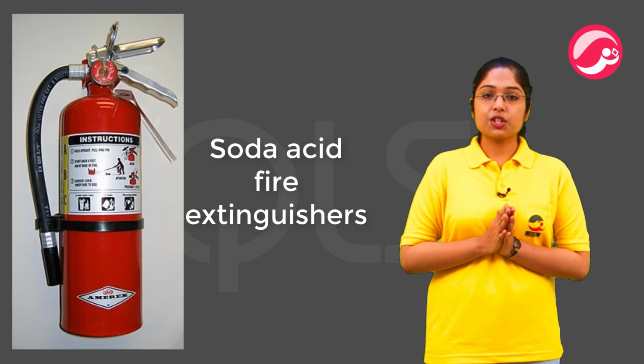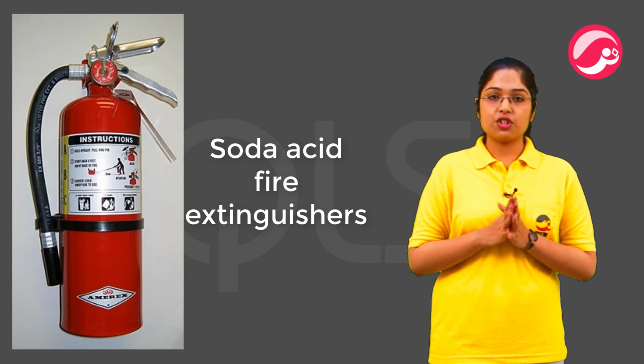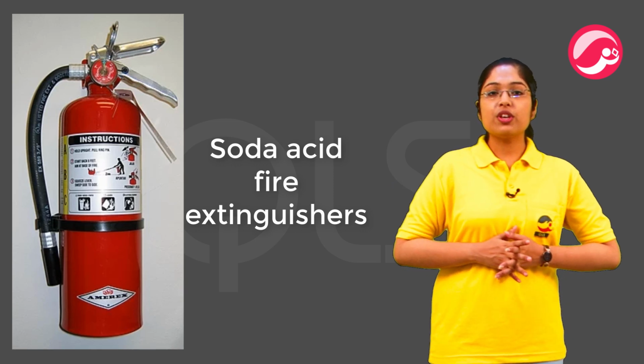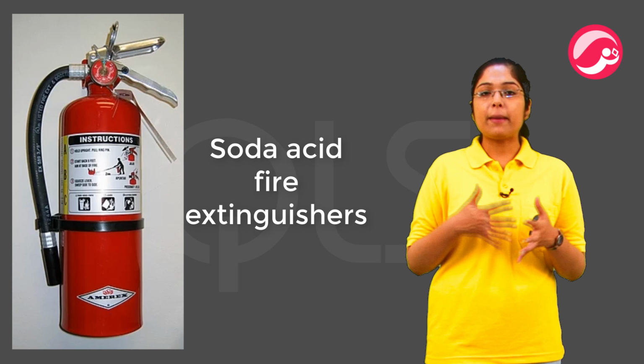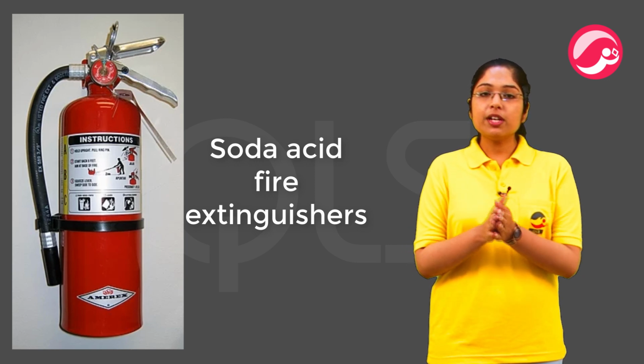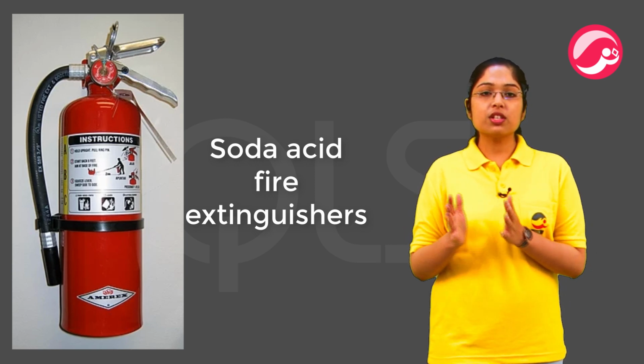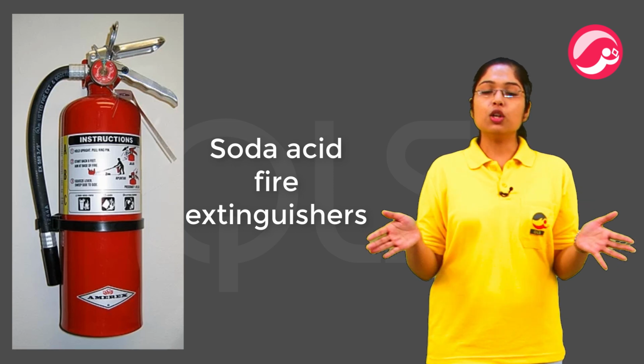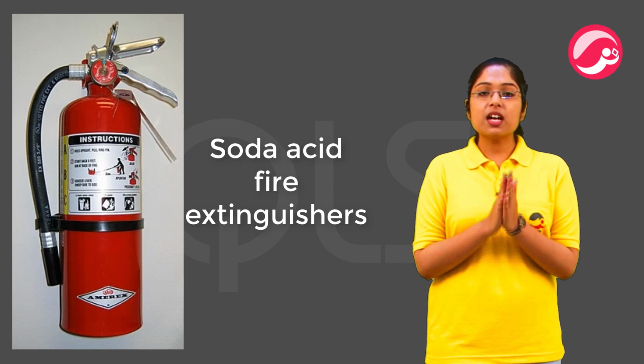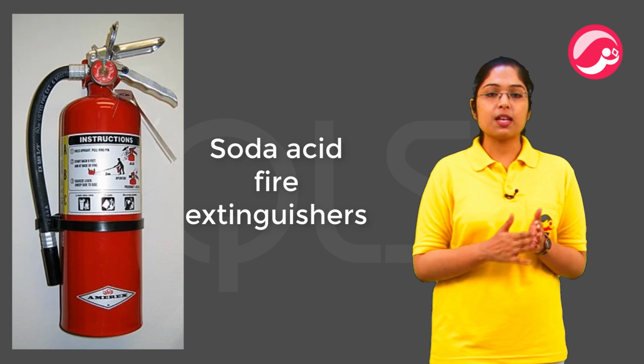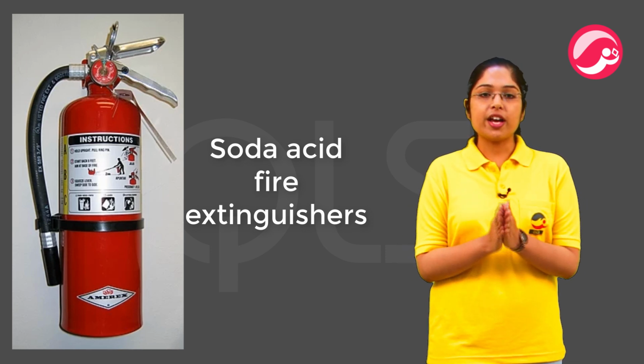Soda acid fire extinguishers contain solution of sodium hydrogen carbonate and sulfuric acid, which are made to react with each other by turning on the knob. Carbon dioxide gas is produced when both the solutions react with each other, and you all know that carbon dioxide cuts off supply of oxygen to the burning substance and terminates the fire.